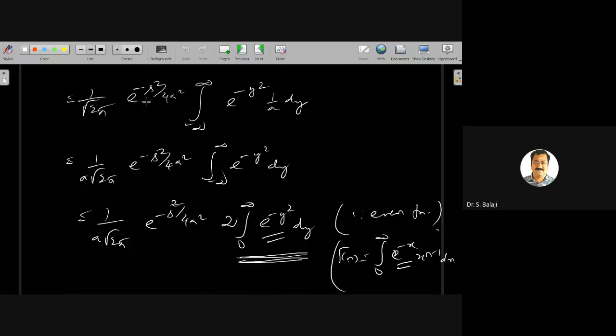The remaining part stays as usual, outside of the integral, the same relations: 1 by root of 2 pi e power minus s square by 4a square. Now you take the constant a outside, so we have 1 by a root of 2 pi e power minus s square by 4a square, integral from minus infinity to infinity of e power minus y square dy.